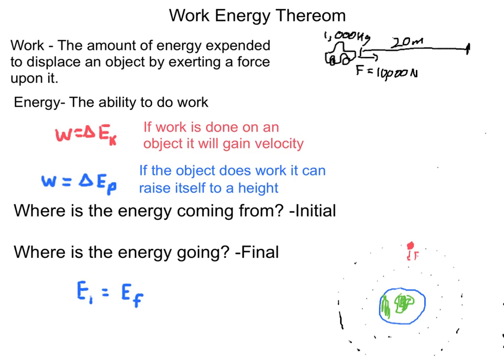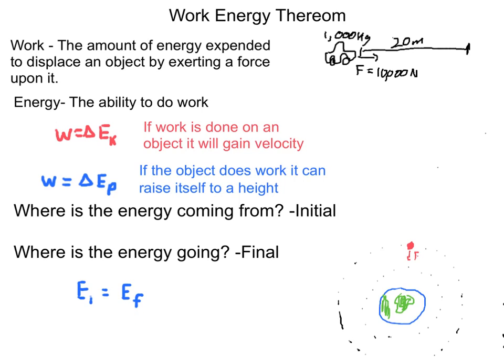So if the energy is coming from, like in this problem, let's say a car's engine exerting a force over displacement, well, where is the energy coming from? It's the work done by the car engine. So I would put work over here on the initial side. Where is the energy going? It's going into trying to cause the car to speed up. So I'd put change in kinetic energy over here, right?